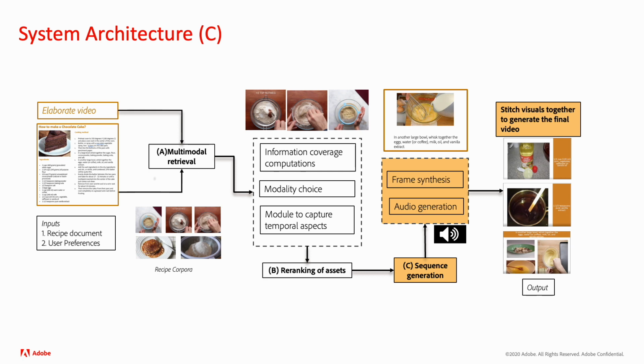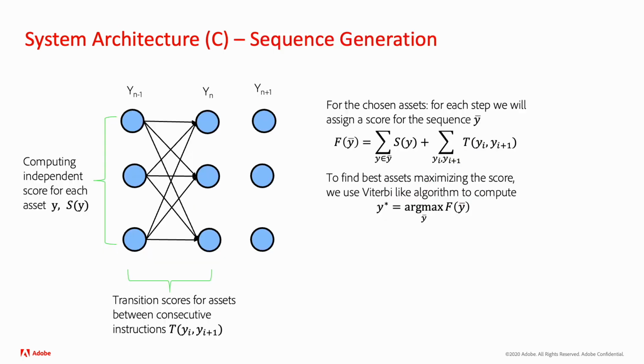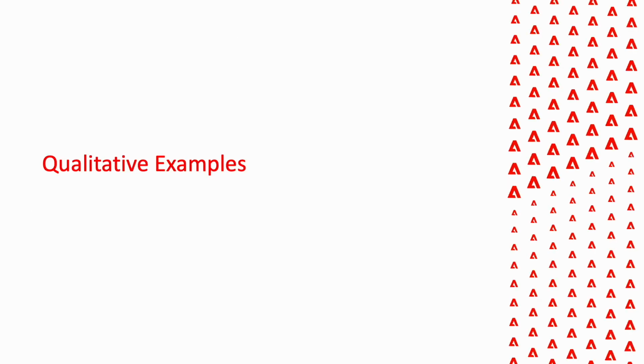Module to generate the sequence and compile the final video. We take a weighted sum of the previous scores to obtain the independent scores and compute transition scores to measure coherence in the overall video. Viterbi algorithm identifies the most coherent sequence that is then stitched together to generate the final video.